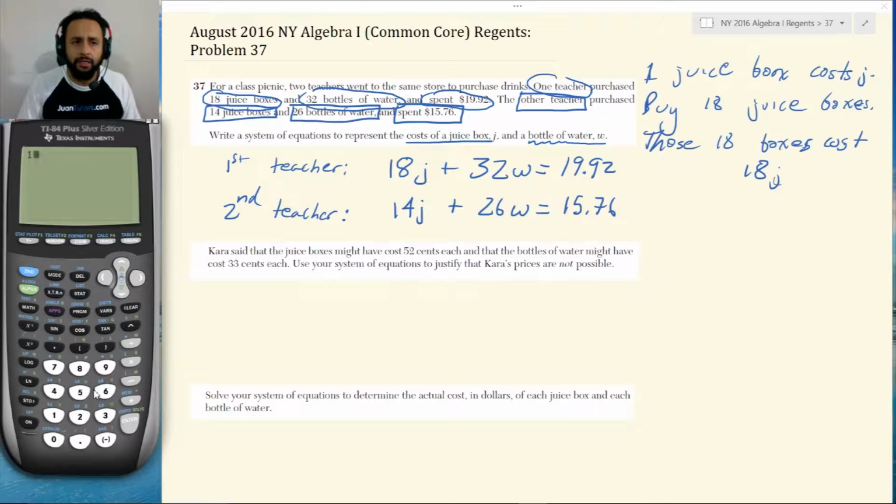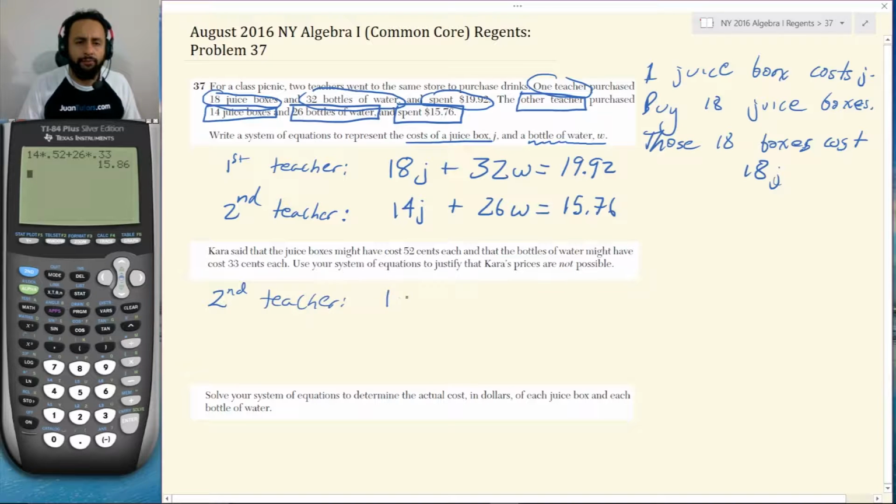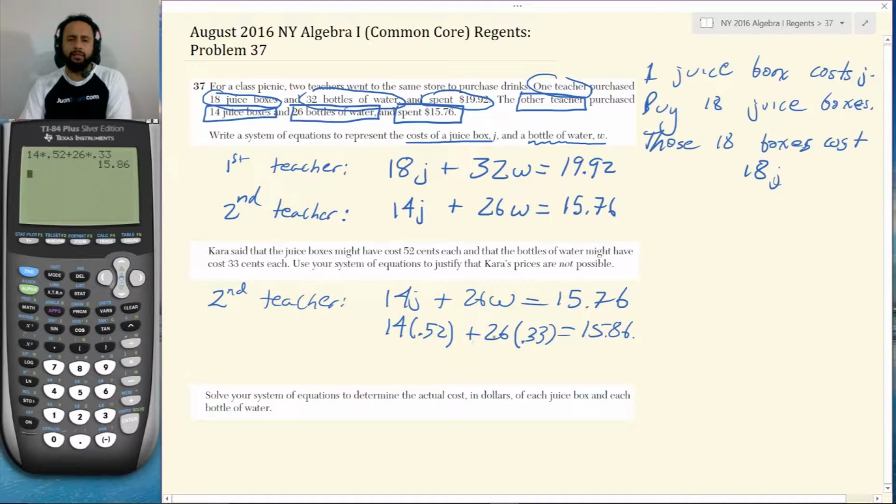So the 14 juice boxes, according to Kara, cost 52 cents each. So she bought 14 juice boxes at a cost of 14 times 52, and she bought 26 bottles of water at a cost of 26 times 33 cents, 0.33. And let's see what the cost is: 1586, which is not the right cost. So the second teacher: 14J plus 26W equals 1576. Okay, so I'm going to plug in the prices. I have to write it from the calculator on paper. So 14 times 0.52 plus 26 times 0.33 is equal to 15.86.